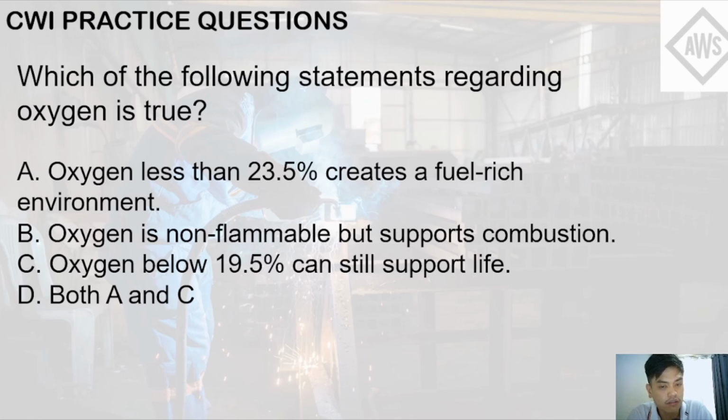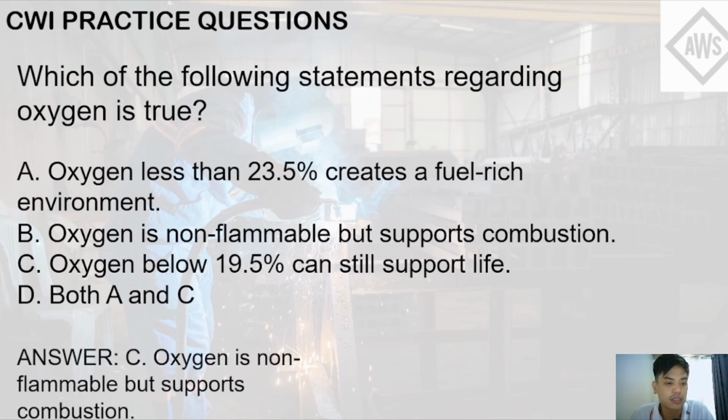Letter B, oxygen is non-flammable but supports combustion. Yeah, this is a good answer. Oxygen is not flammable by itself, but if you remember the fire triangle, oxygen is one of the components needed to support combustion. Letter C, oxygen below 19.5% can still support life. Actually, 19.5% is the threshold. If you go below that, the oxygen level in that confined space or any area will not be able to support life. So the answer here is letter B. Oxygen is non-flammable but supports combustion.